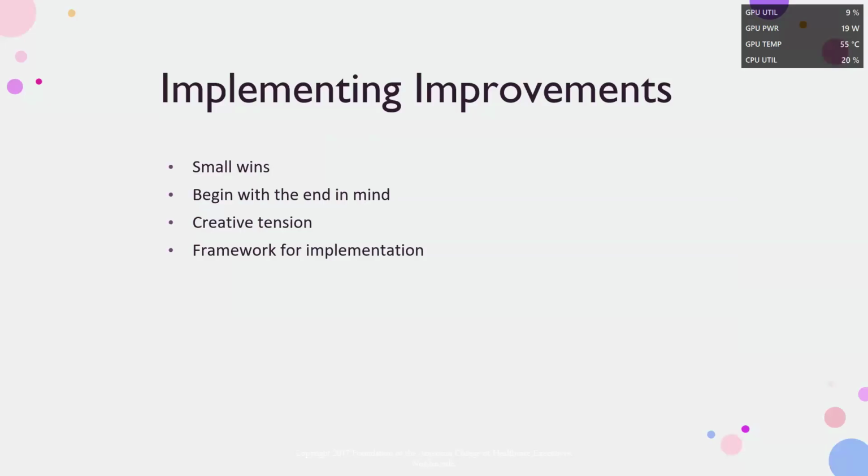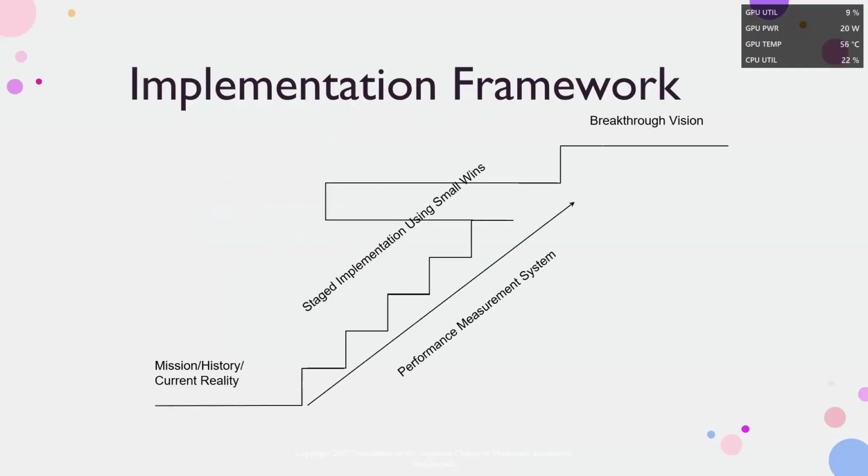Now, when we talk about implementing improvements, I always focus on small wins. Baby steps is the word we use in public health a lot, baby steps. We begin with the end in mind, where we think about our goal and we progress towards that. We work with conflict and creative tension, and we always have some sort of framework. Lean Six Sigma, DMAIC, the Shewhart cycle. Now, this is something that is so obvious, and yet it's one of my favorite graphics. It speaks to me.